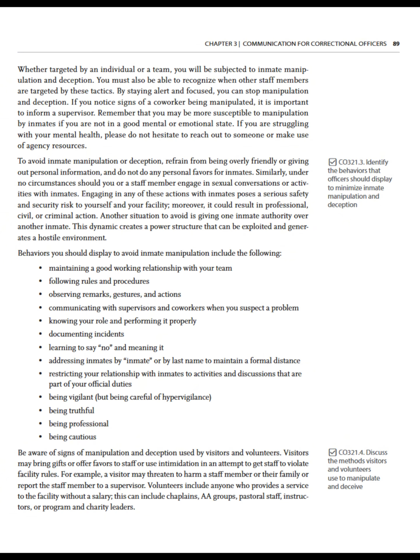Another situation to avoid is giving one inmate authority over another inmate. This dynamic creates a power structure that can be exploited and generates a hostile environment.